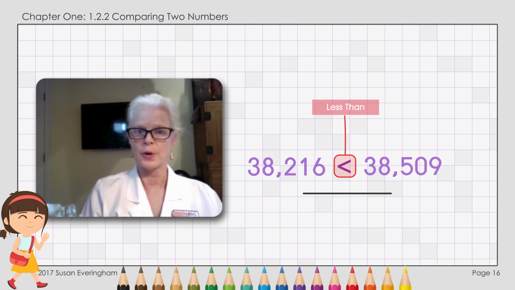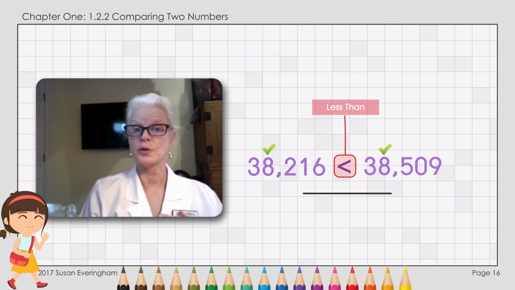So the first number in the 10,000ths place is 3. They're both equal, so we move on. The second number is an 8, which is in the thousandths place, and it is also the same as the other number, so we move on.